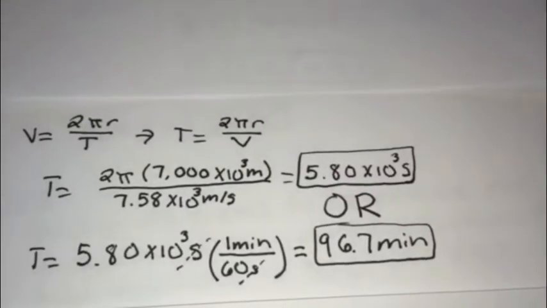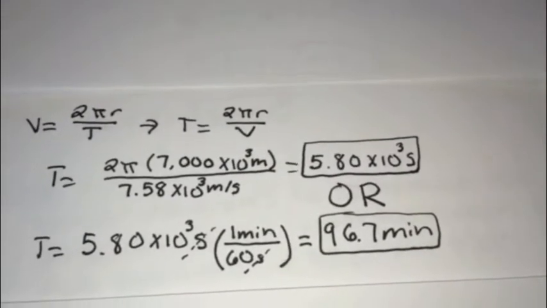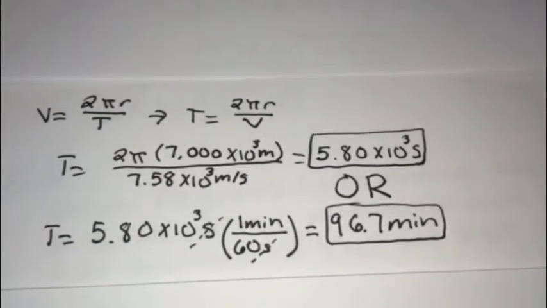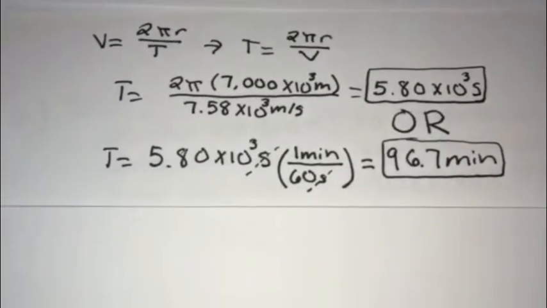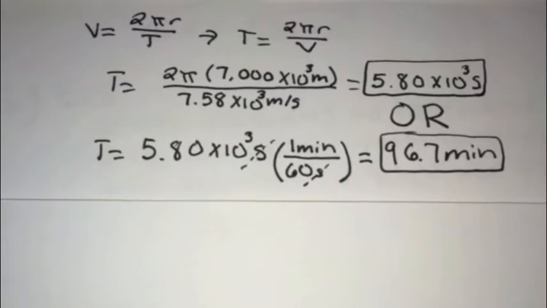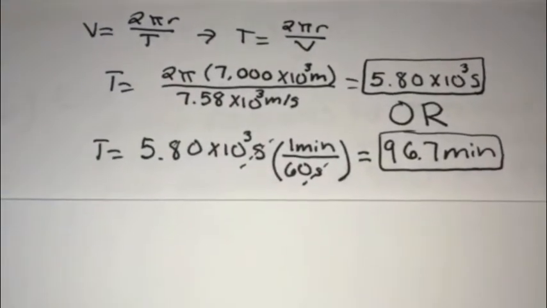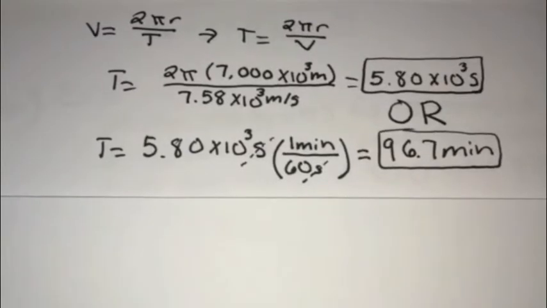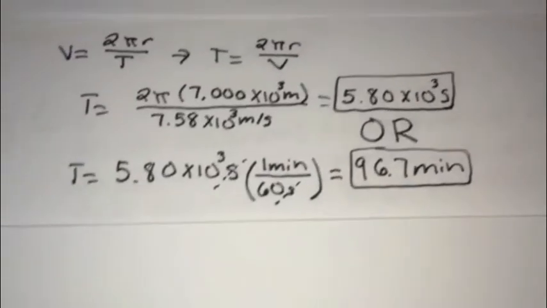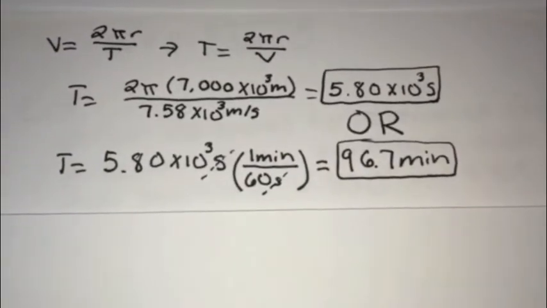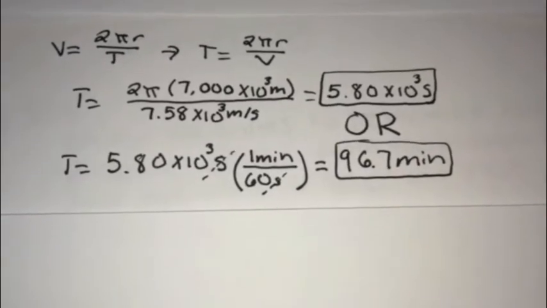Now that is an acceptable answer. However, if you would like to change the units into minutes, you could rewrite that as 5.80 times 10 to the third seconds, divide that by 60, and do dimensional analysis to cross off the seconds, and you get 96.7 minutes. So either is acceptable.